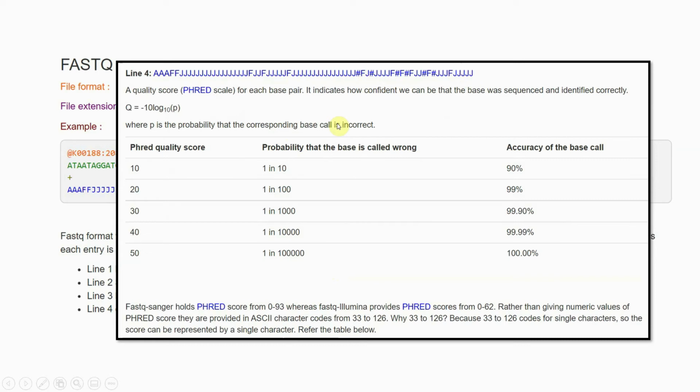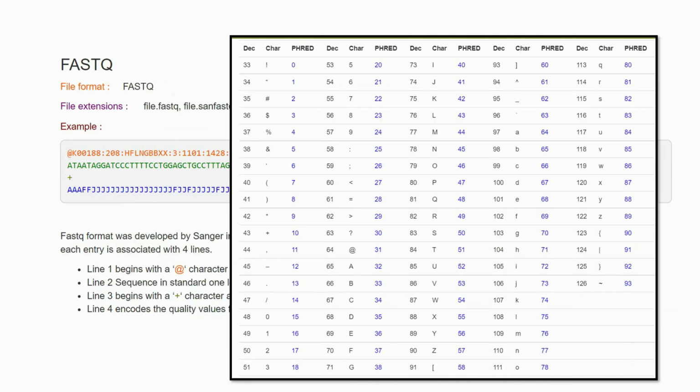This is a quality score line for each base pair, and this quality score is also called the Phred score. It indicates how confident we can be that the base was sequenced and identified correctly during the genome sequencing project. If you have a Phred quality score of 10, that means the accuracy of having that particular base pair in our DNA sequence is 90%. And if it is 50, that means we are very sure that the genome sequencing machine has worked well, and the base pair we are looking at right now is the actual genuine base pair at that location. So if you want to know further, this is how it looks.